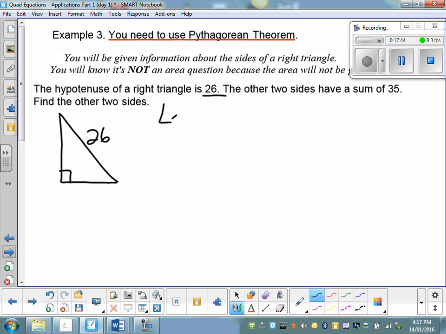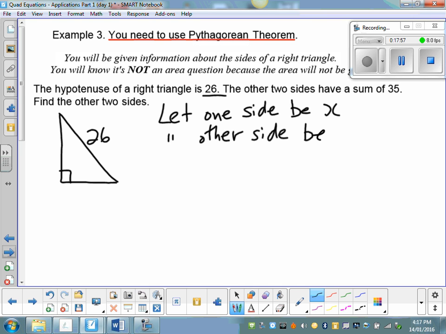So let one side be x, let the other side be, and we've talked about this before, when 2 sides have a sum of 35, we're going to do the opposite of what we do when we talk about sum. We're going to subtract. So the other side is going to be 35 minus whatever the x value is. So if I was going to label my triangle, that's what it looks like.